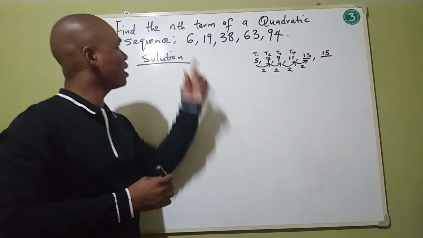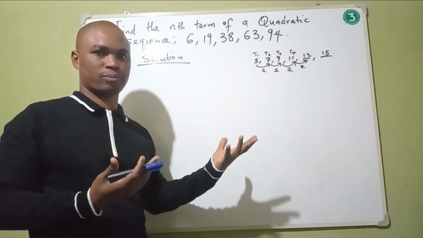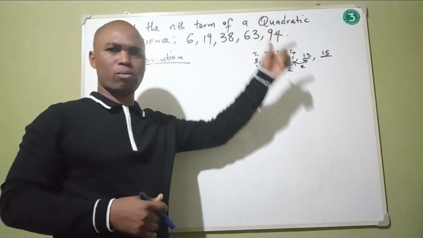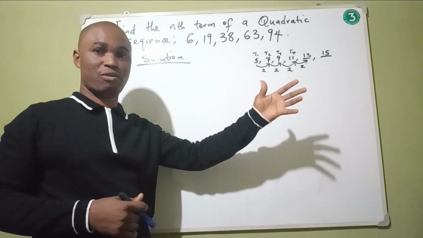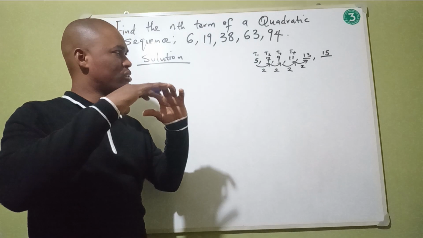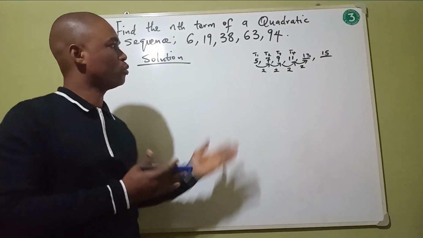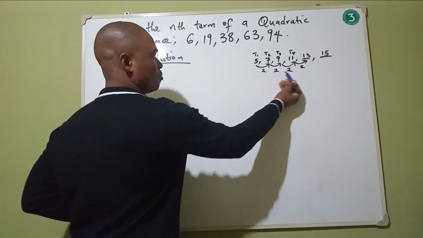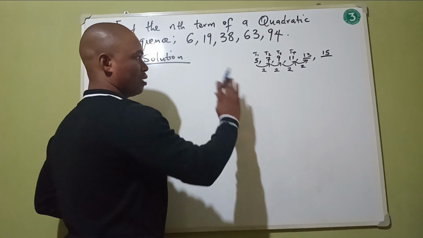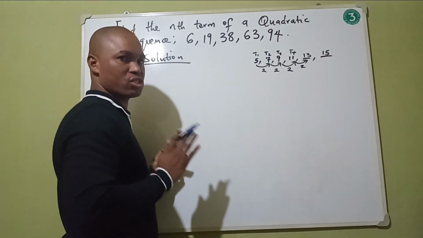Now, where the nth term comes in is that, let's assume that we are asked to find the 50th term. I can't be adding 2 to the number till I get to the 50th term. So, we need to generate a formula that will work for this sequence. Since I've gotten the same number, 2, which is constant, after doing the difference, that is T2 minus T1, T3 minus T2, the difference is constant.